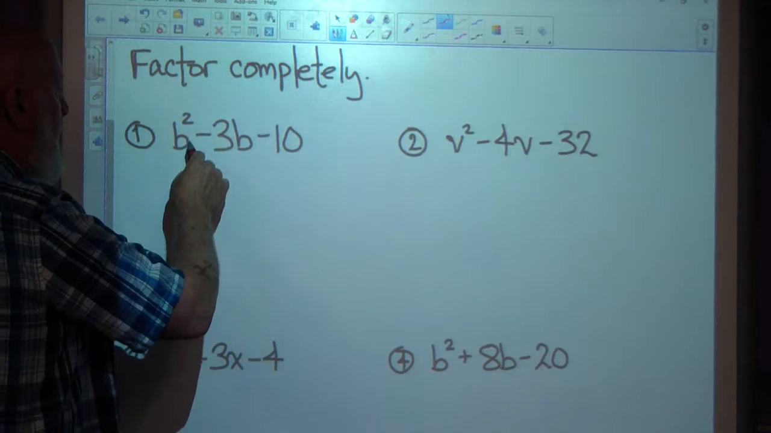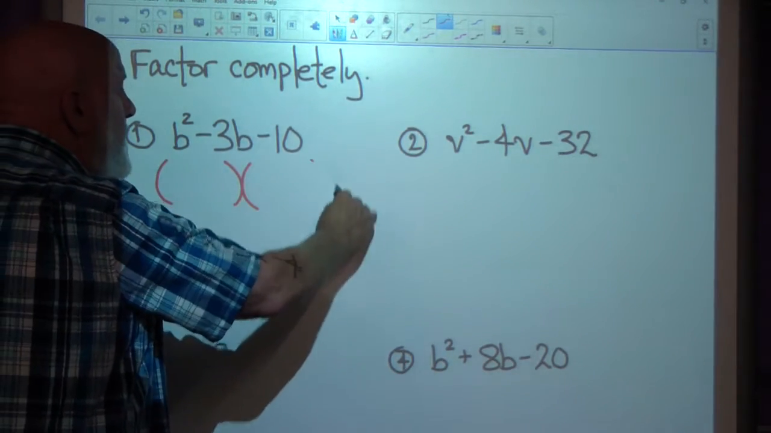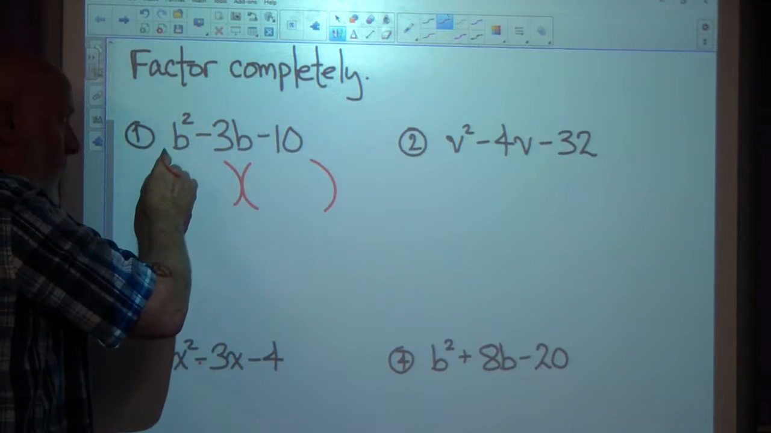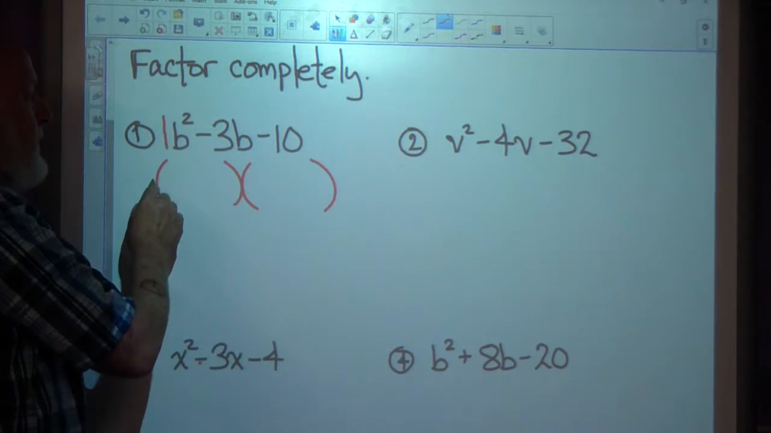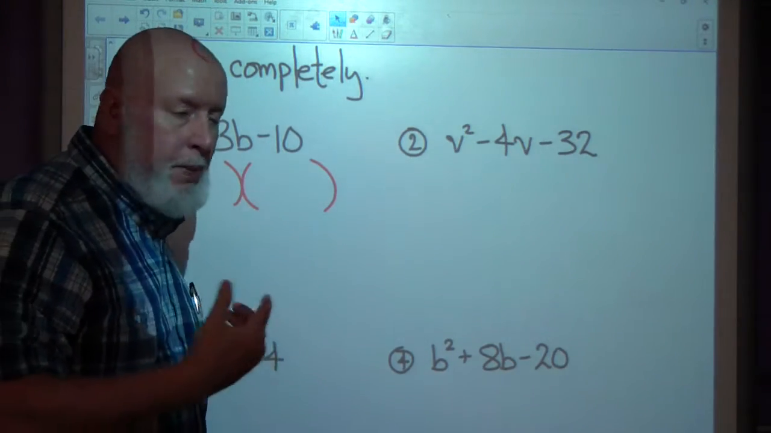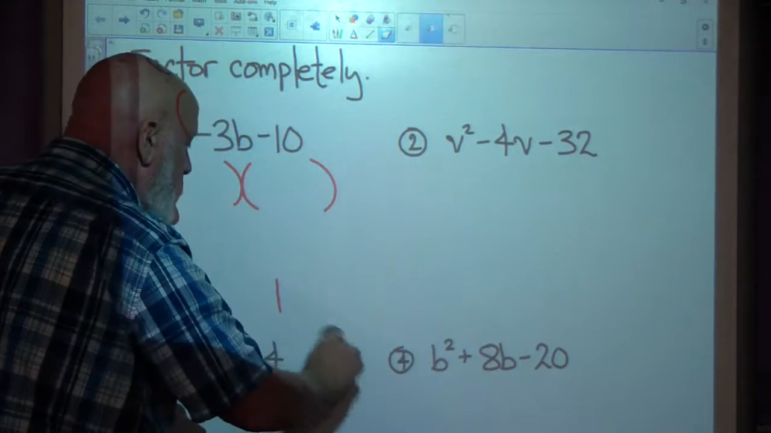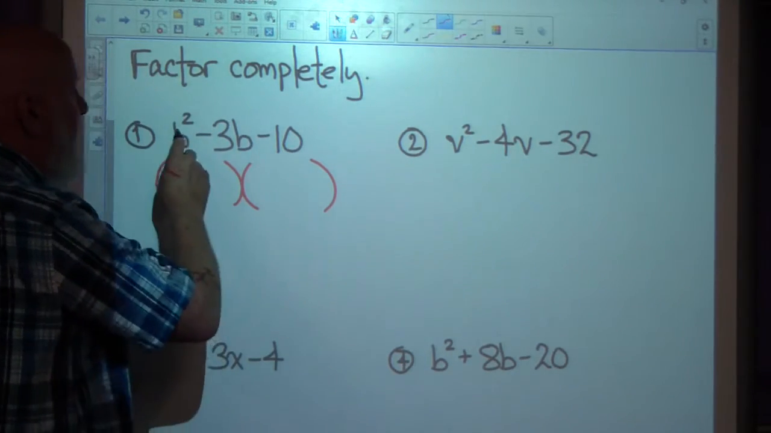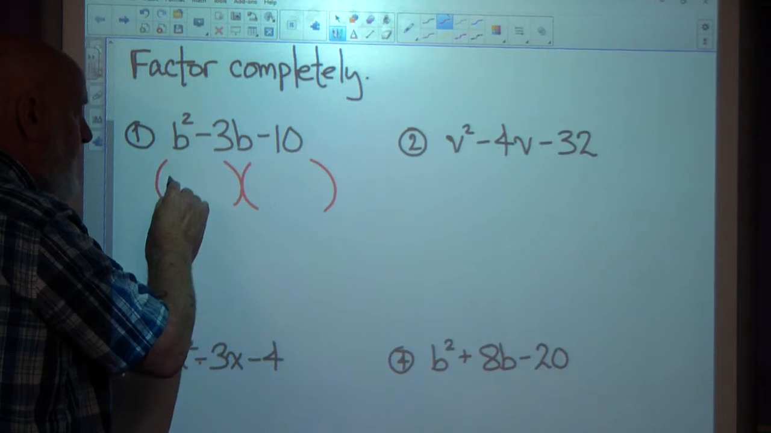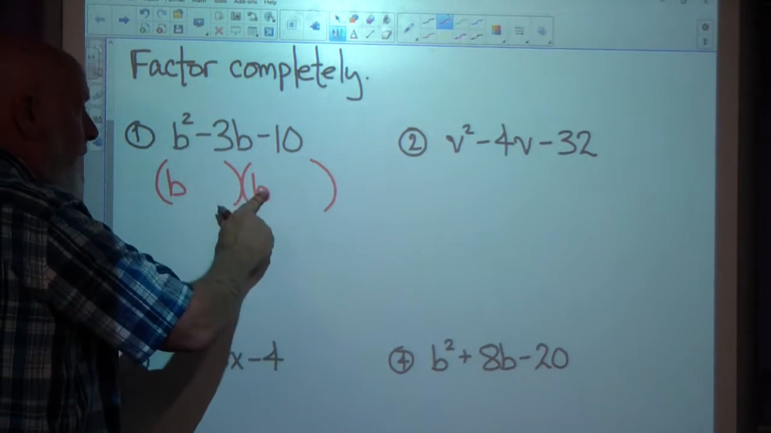Here we go. I'm going to open up 2 sets of parentheses. Here's the technique that I use. If this is a 1, which it is, there's an implied or an invisible 1 right here. And that will be the case every time today. If this is a 1, we take the square root of this one. That's the thing that's being multiplied by itself, in this case b. b times b is b squared. We put it here and here.